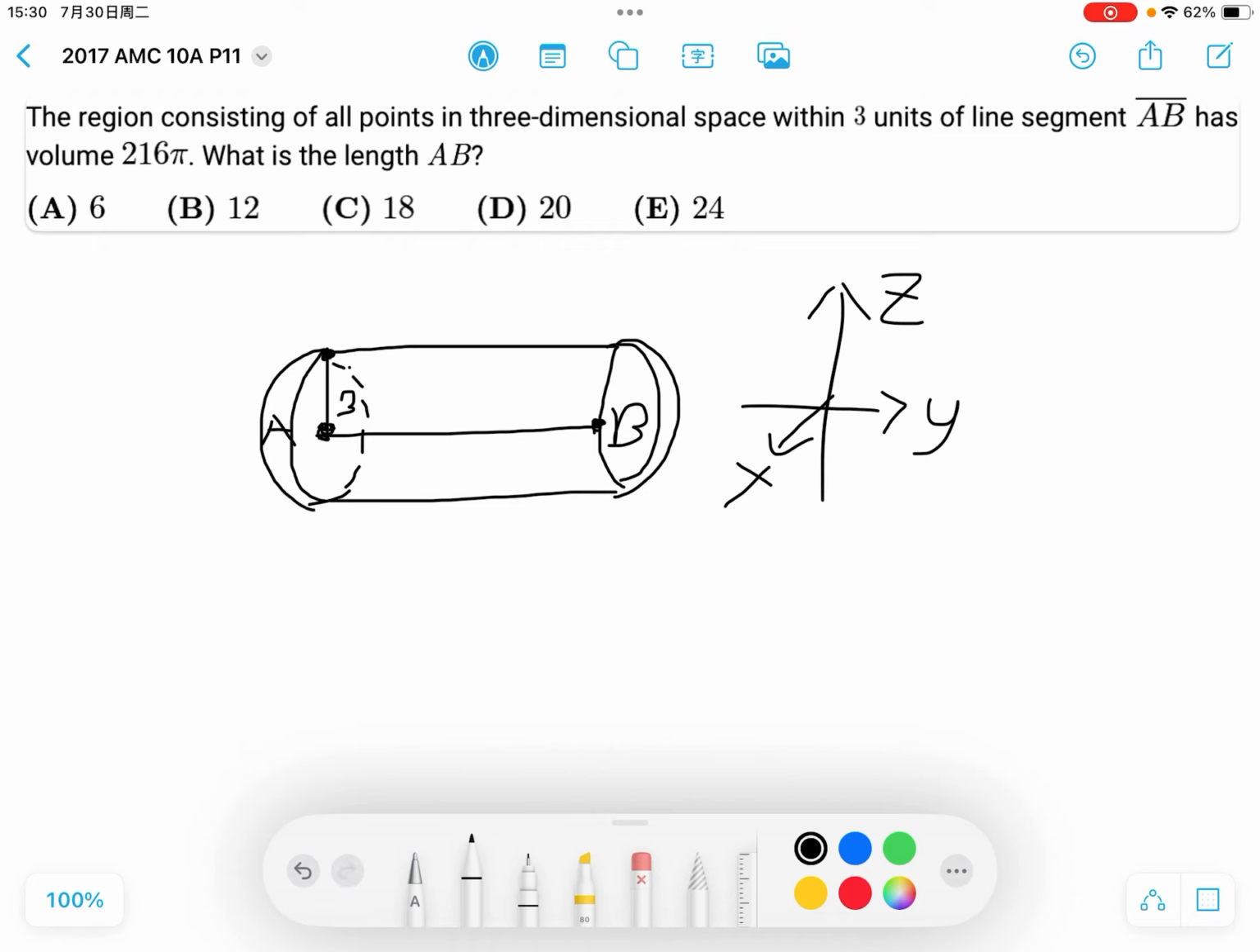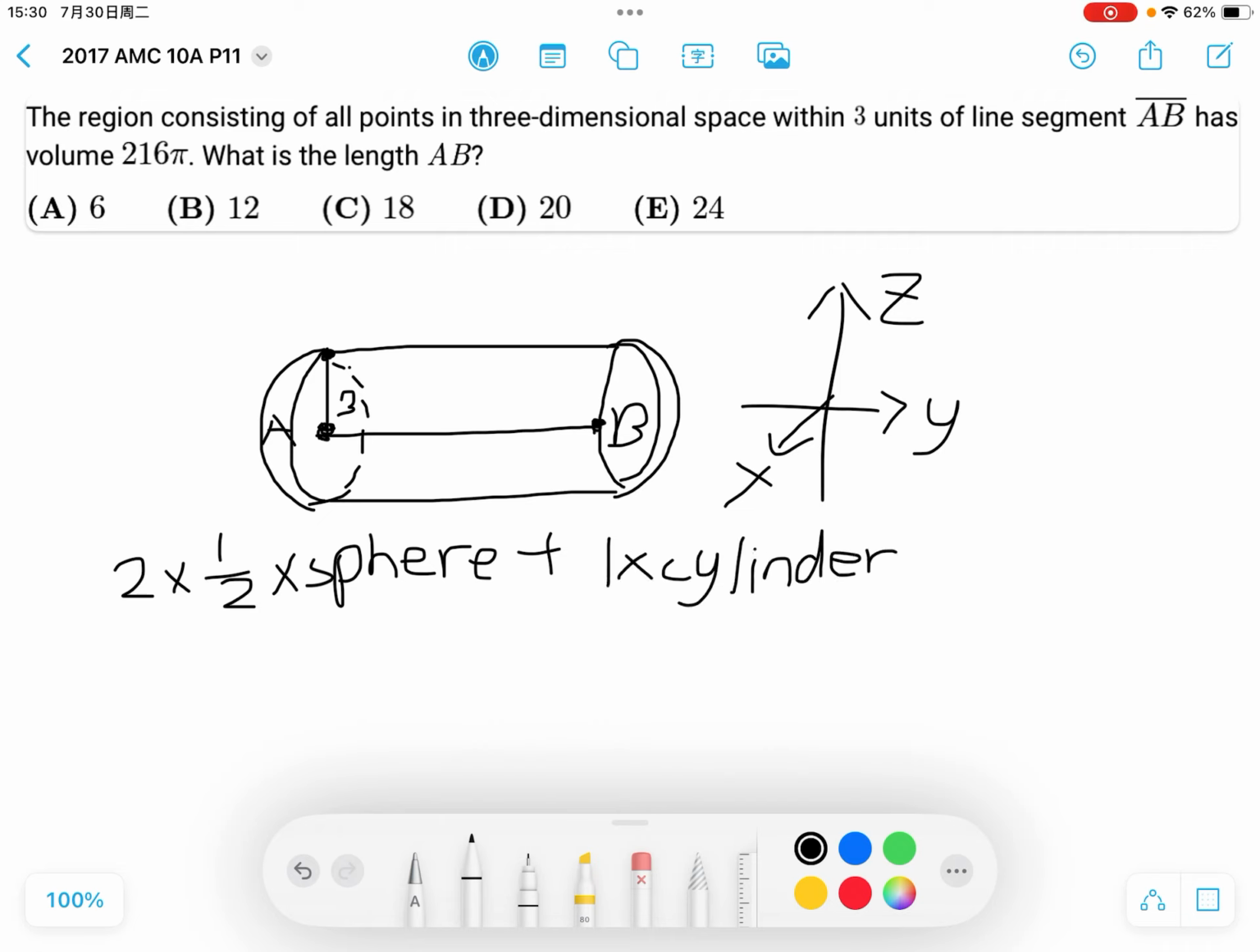So I have 2 times 1/2 a sphere plus 1 times the cylinder. So we have 1 cylinder and 2 times 1/2 a sphere. So that's the volume of this collection of points that are 3 units away from line segment AB. And we know the volume here, so that's just 216 pi.